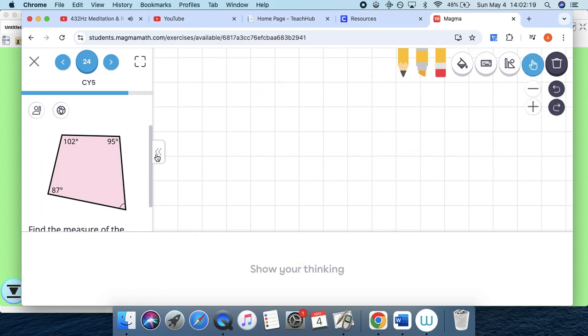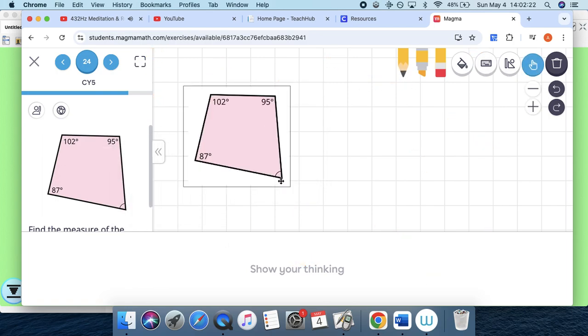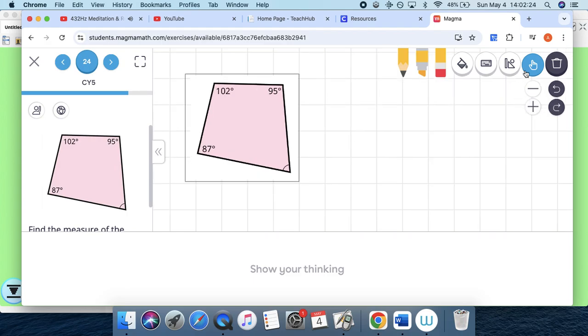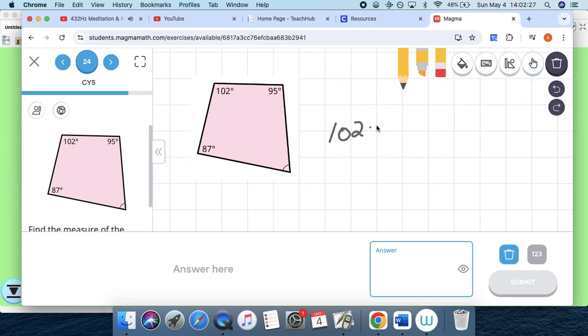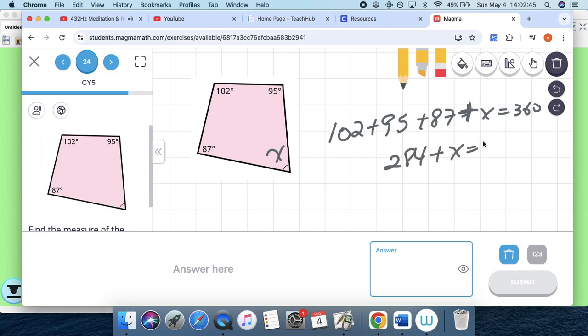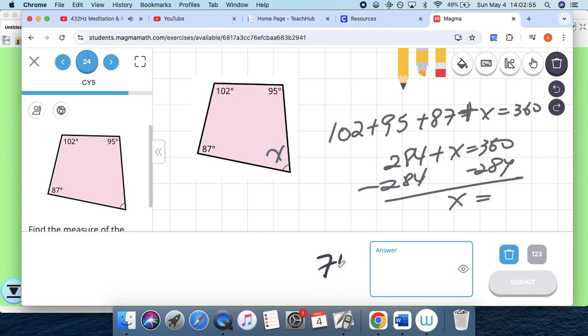It's a quadrilateral, so the sum of the angles in a quadrilateral equals 360, just for you to remember. Okay, so we get 102 plus 95 plus 87, and let's call this guy x, plus x equals 360. Let's combine like terms, 102 plus 95 plus 87 equals 284, plus x equals 360. We're going to subtract 284 from both sides. And x equals 76. So the missing angle is 76 degrees.